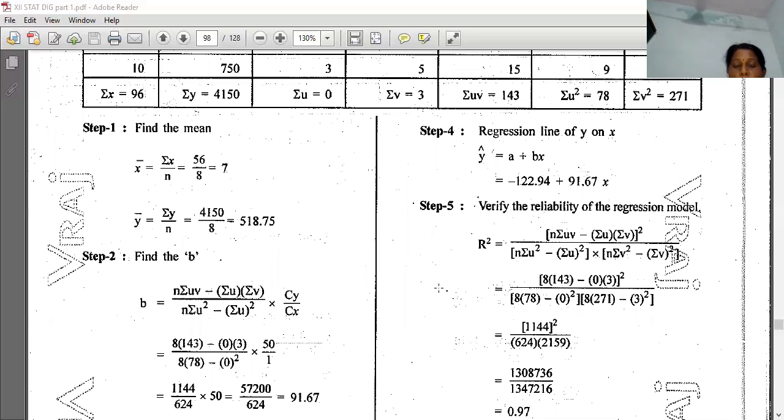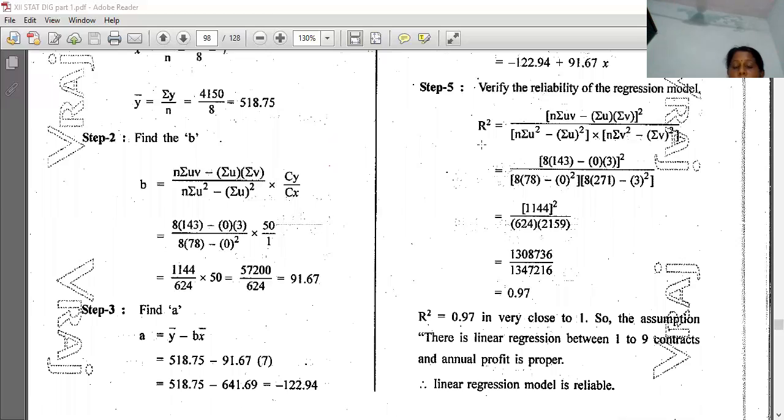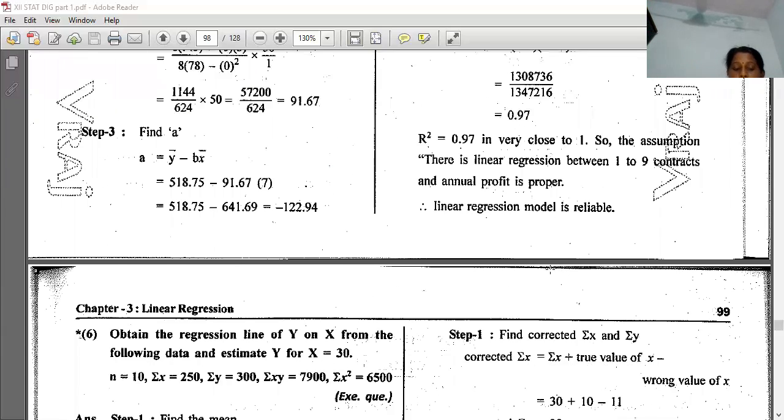So children, what is the formula of r in this uv method? N sigma uv minus sigma u into sigma v upon under root n sigma u square minus sigma u the whole square, then into under root n sigma v square minus sigma v the whole square. Like this we are getting the value of r. After finding r, simply do the r square. That is also okay. Or else you can directly write the formula of r square like this. Got it?